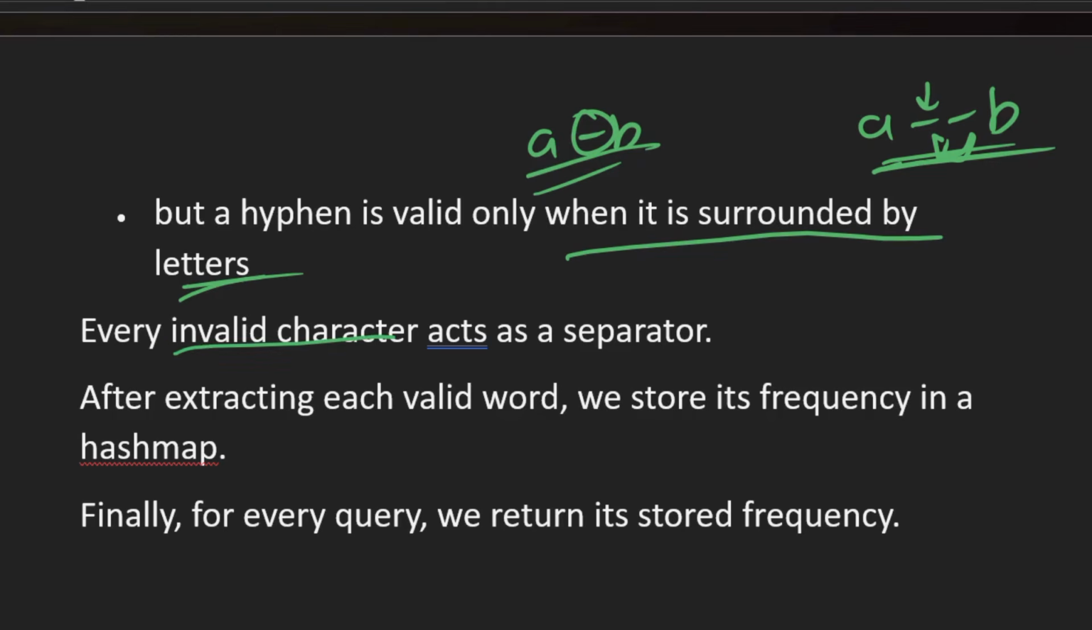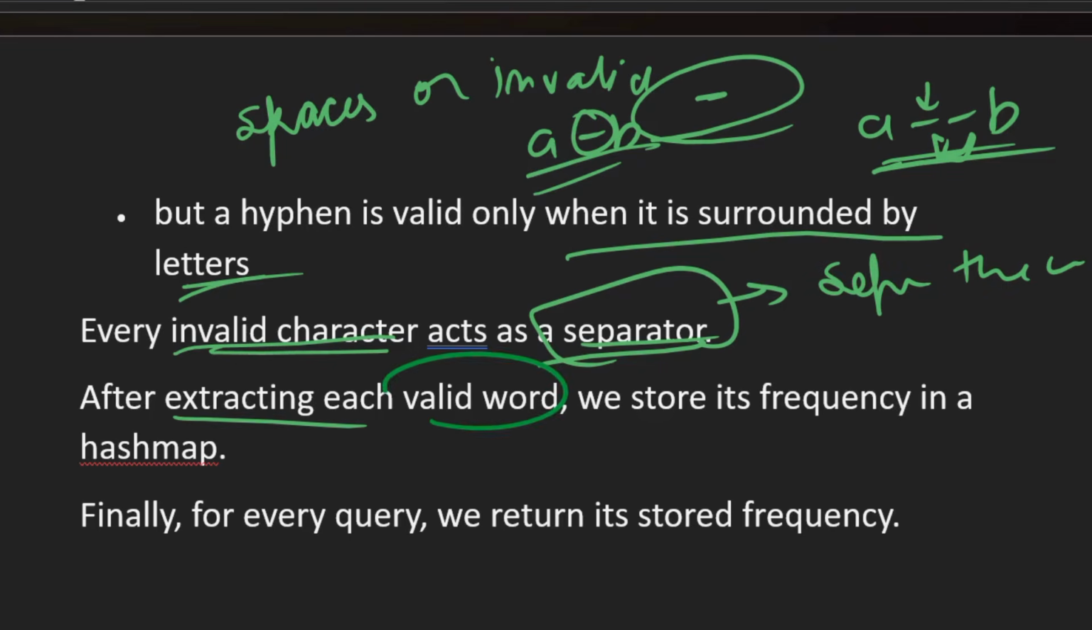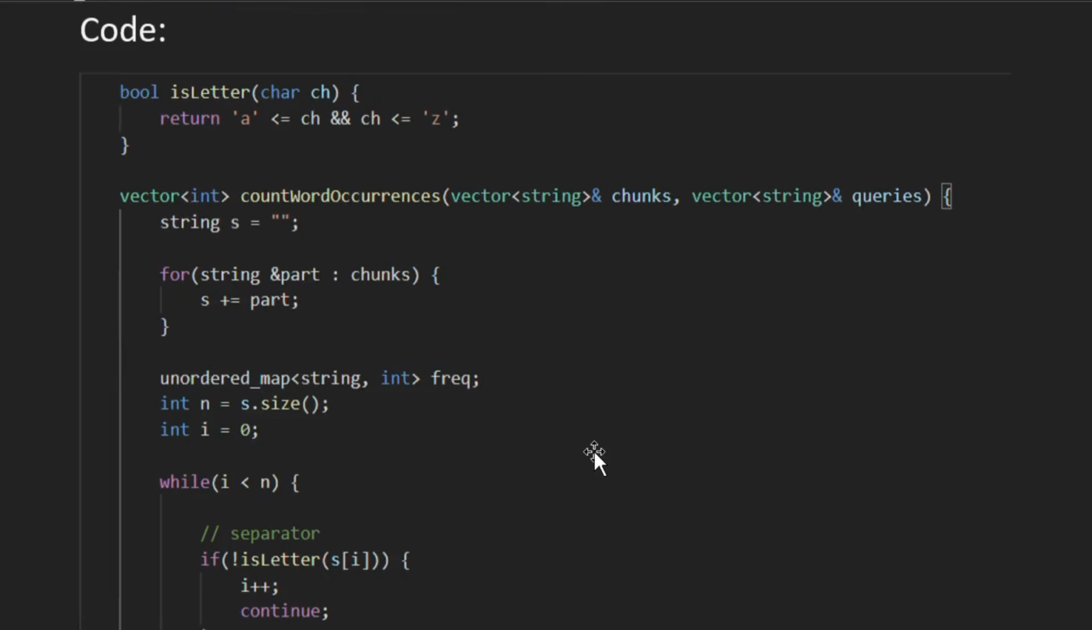So every invalid character, which can be either spaces or invalid hyphens, will act like a separator. Their role is to separate the words. After extracting each valid word, we store the frequency of these valid words in a hash map. And finally we iterate over the query array, check the frequency of that particular query stored in the hash map, and then store that. So let's see the code part.